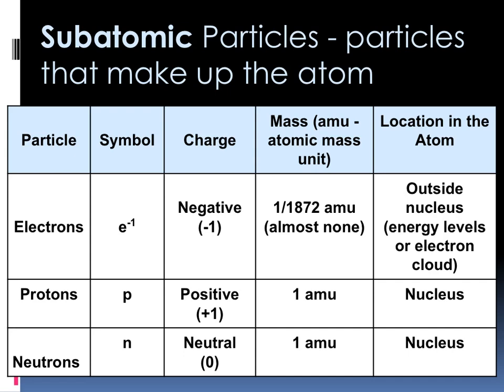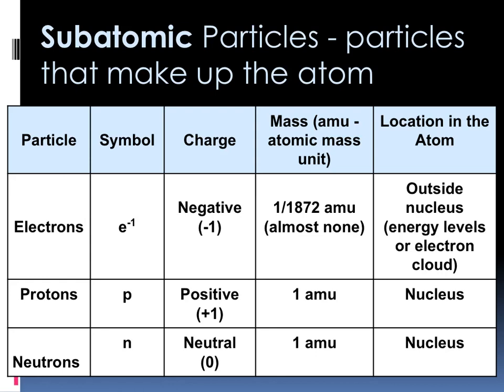So this is going to be one of those slides that I would just pause and write down, okay? These are the subatomic particles. Subatomic meaning below the atom. These are the particles that make up the atom. Now, we're not going to go into as much detail as you might get in AP or IB chemistry in terms of quarks and neutrinos and antineutrinos and antimatter and all of that stuff. We're just looking at the basic subatomic particles, being the electron, the proton, and the neutron.